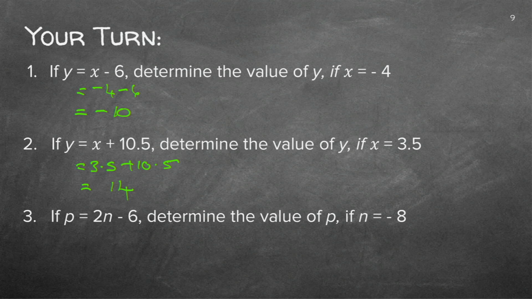And if p equals 2n minus 6, what is the value of p if n is minus 8? So we're going to say 2 times minus 8 minus 6. That gives us minus 16 minus 6. It gives us minus 22.